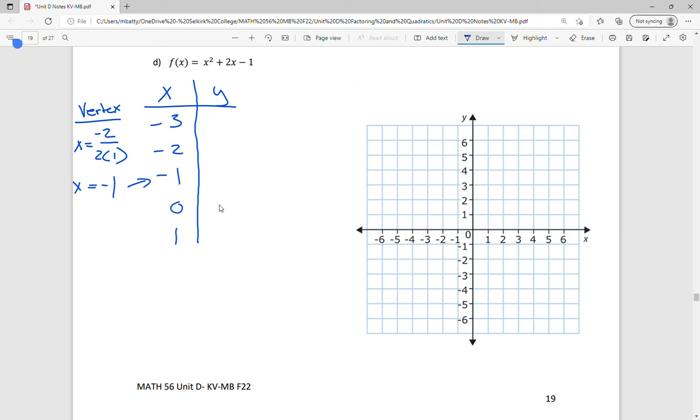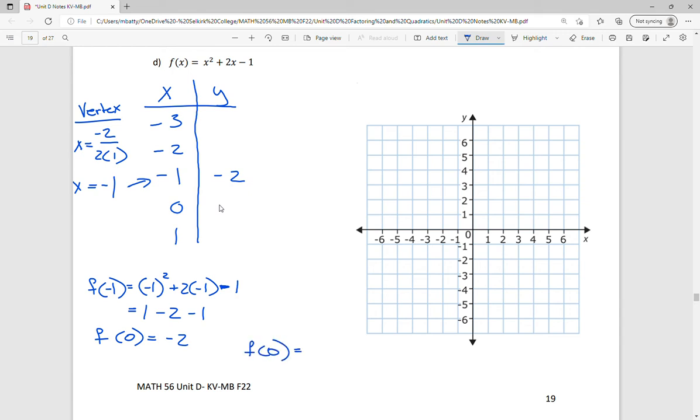So I'm going to start by figuring out the other part of my vertex, the y value of my vertex. I'm going to sub a -1 in wherever I see the x. Whoops. So I'd have 1 minus 2 minus 1, and f at -1 would equal -2. Carry on. I'm going to go down here because I love subbing in zeros. We'd have 0 squared, f at 0 equals a -1.